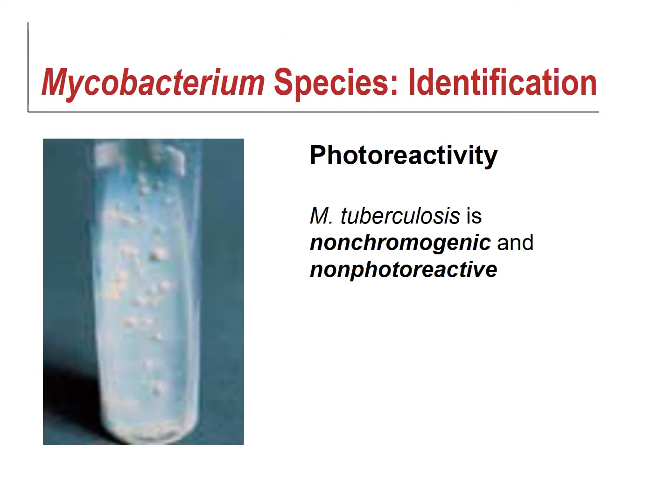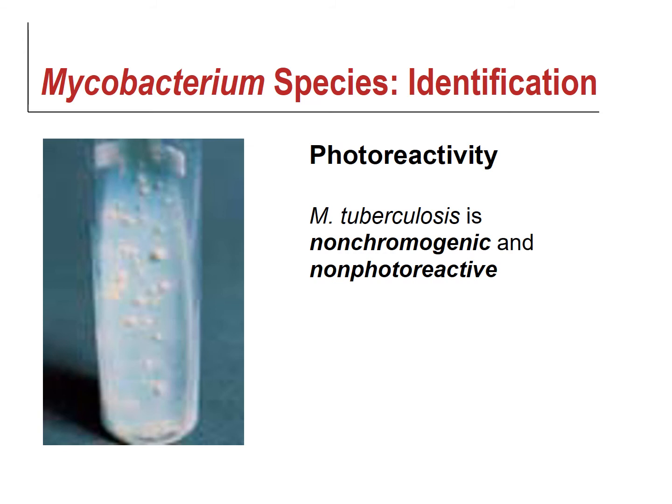So, as we mentioned before, in the identification of Mycobacterium species, photoreactivity is a good criterion to start differentiating your pathogenic Mycobacterium species from others. One way is to see if the organism growing in culture is non-chromogenic, a non-chromogen, and non-photoreactive. Now, Mycobacterium tuberculosis is characteristically non-chromogenic and non-photoreactive.